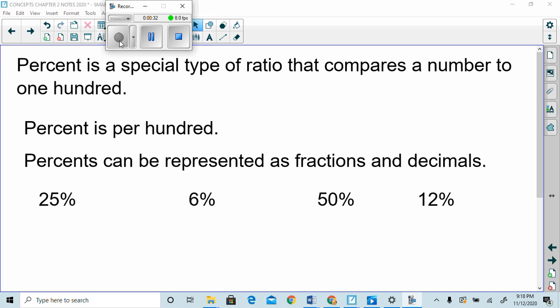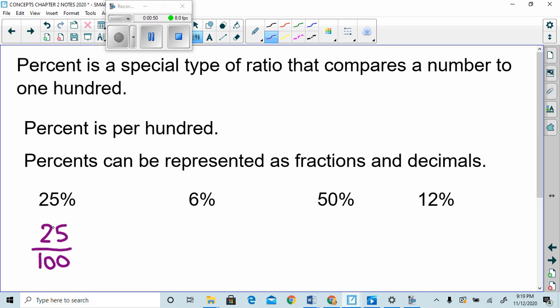We're going to write each percent as a ratio to 100. So this will be 25 hundredths. It's going to be 25 out of 100. Let's see how that looks. 25 over 100. It's per hundred. It's a ratio to 100. This is a common one. Everyone should know that 25% is 1/4.